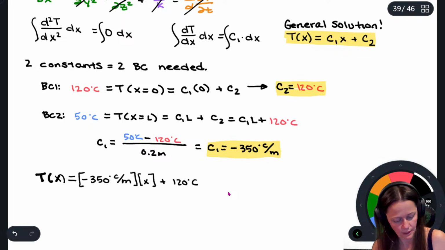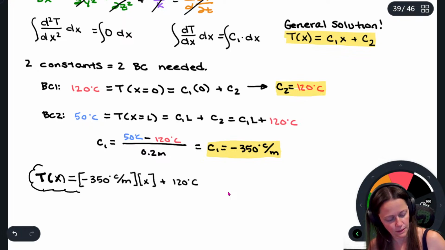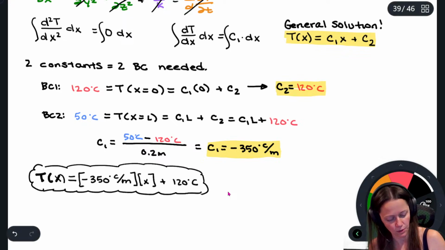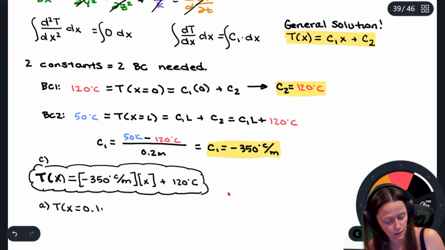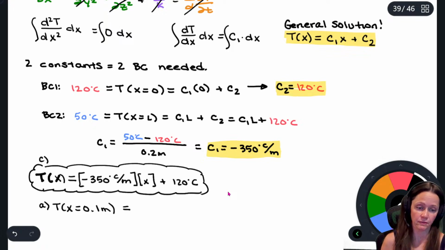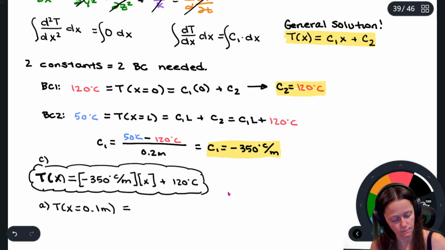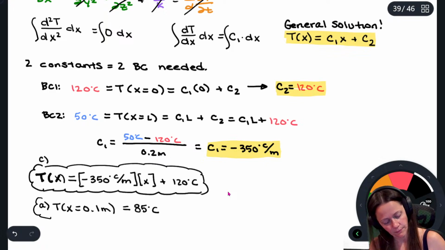All right. So if I wanted an answer for part C, there it is. It's really easy to figure out T at x equals some particular coordinate, because you just plug it in. All right. So I've got 85 degrees Celsius.